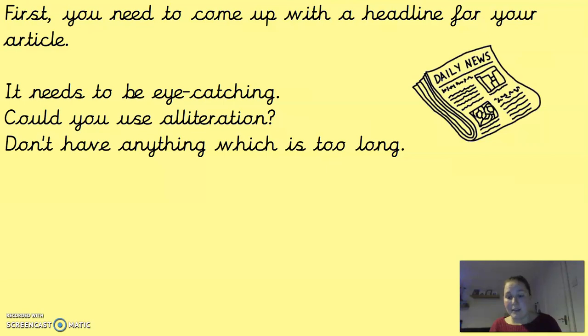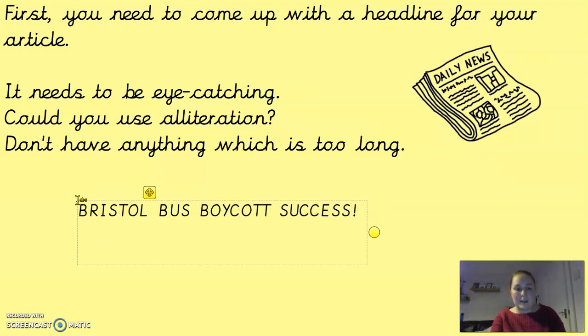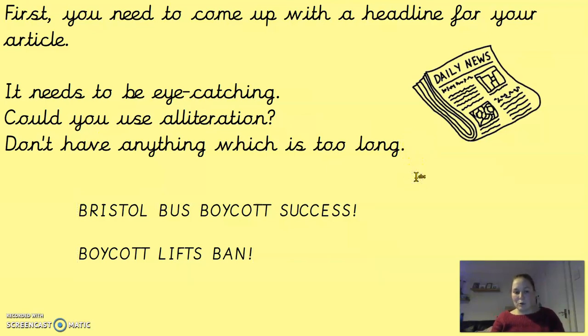The first thing that you need to do is come up with a headline for your article. So your headline needs to be eye-catching, you might want to use some alliteration, and don't have anything which is too long. So have a think about what you might want to use. For example, we could have Bristol bus boycott success. Okay, we could have boycott lifts ban. Anything that is short and snappy and is going to give an idea of what we're talking about and draw our reader in. Once you've decided on what your headline is going to be, you need to write that nice and large at the top of your page.